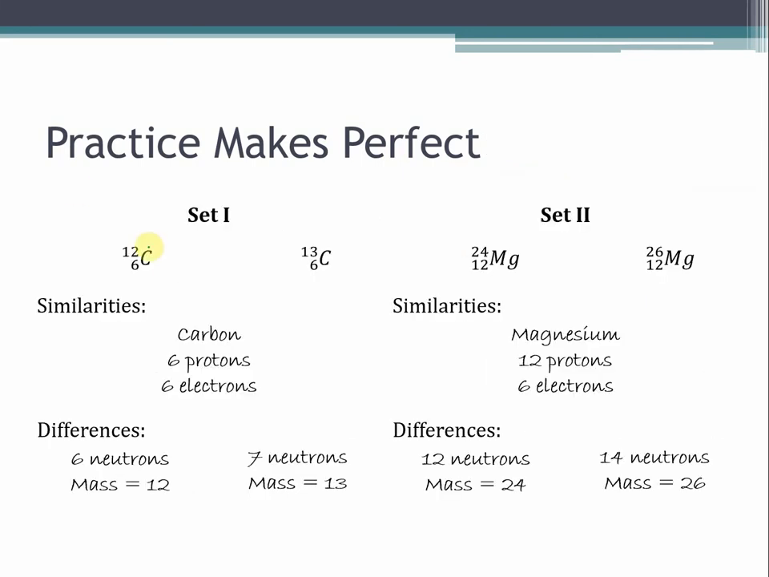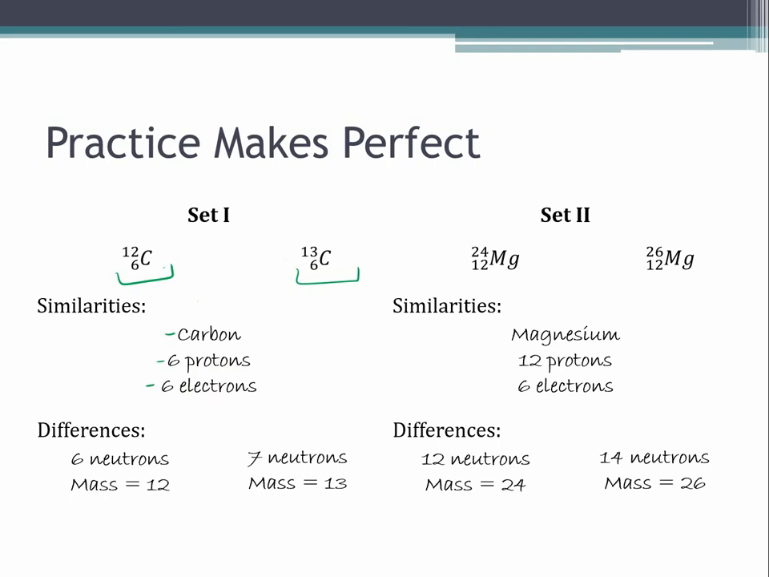All right, so for our first set, they are both carbon isotopes, right? This is carbon 12, this is carbon 13. So some similarities. They are both carbon. Pretty easy one there. If it is carbon, it has 6 protons. Every carbon atom ever has 6 protons. It also has 6 electrons, at least for the time being. These are things that both of these isotopes have in common.